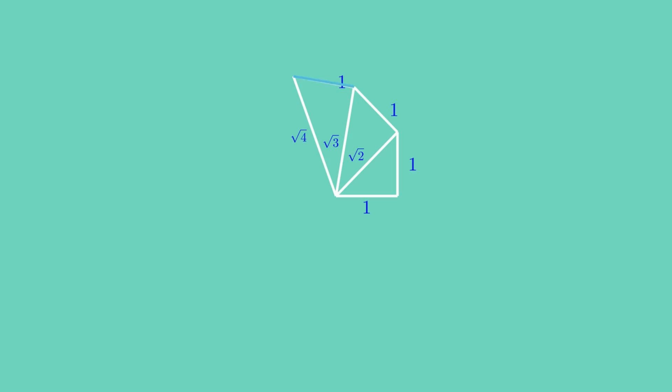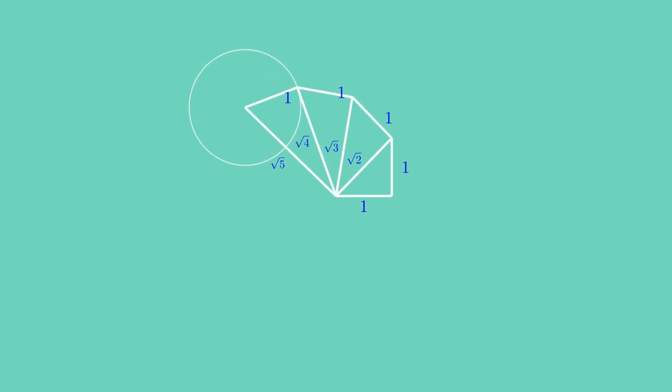This hypotenuse measures square root 4. Again, draw a unit circle at its end. One more perpendicular from the circle's boundary yields a segment of length square root 5. You can repeat this circle then perpendicular process indefinitely.